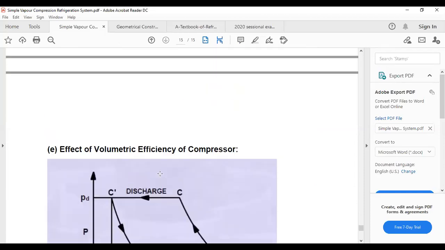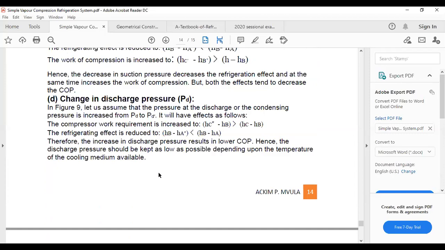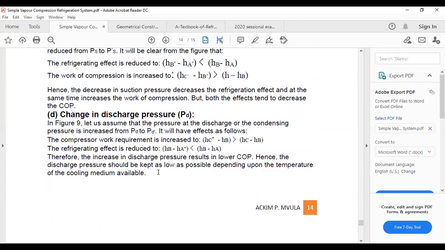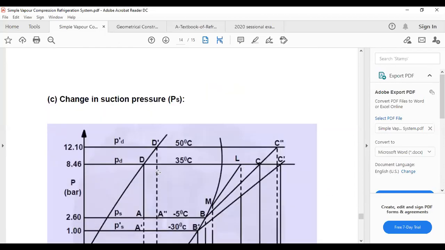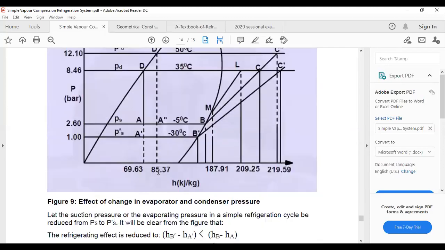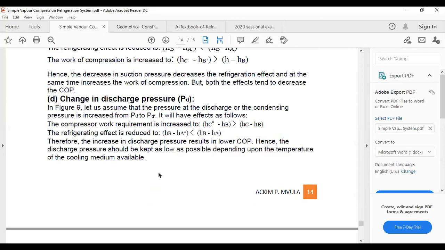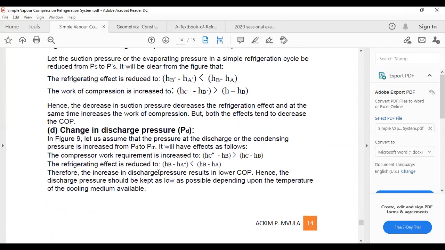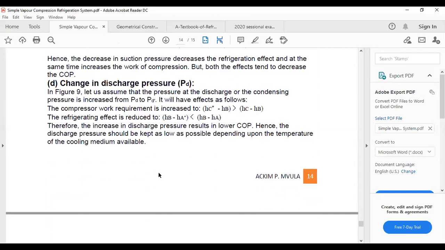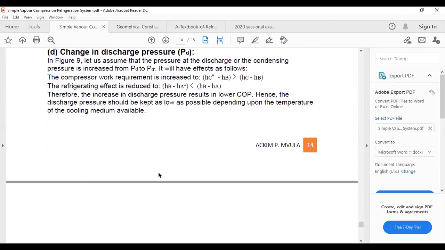So these are the few impacts that happen on the COP. Next time when we schedule a meeting, I presume we'll resume the contact classes. We just need to do more calculations and some tutorials.